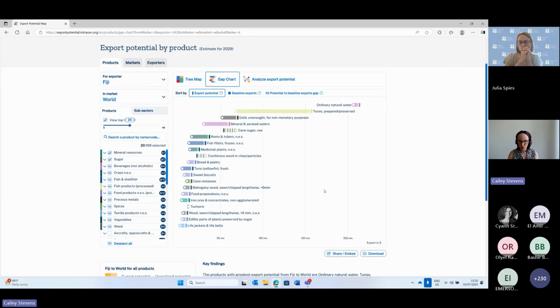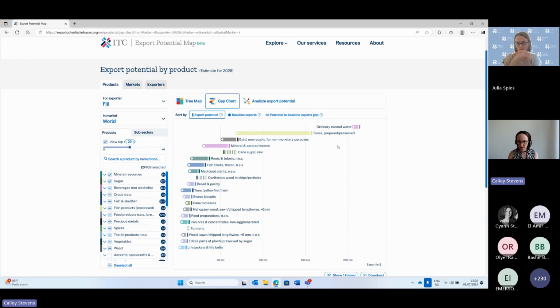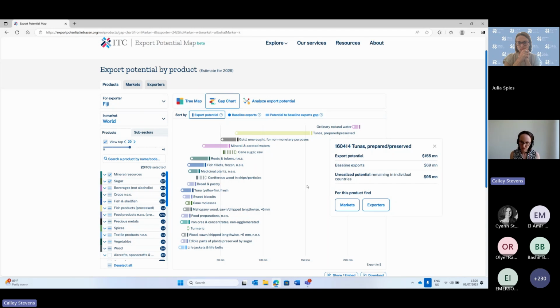All right, so we're going to hover over tuna prepared or preserved. And we see these numbers. The first number we see is 155 million. This number is an estimate for the dollar value of exports that could be achieved in the year 2029. So Export Potential Map has estimates for a specific year.